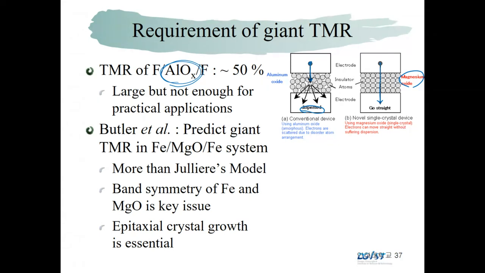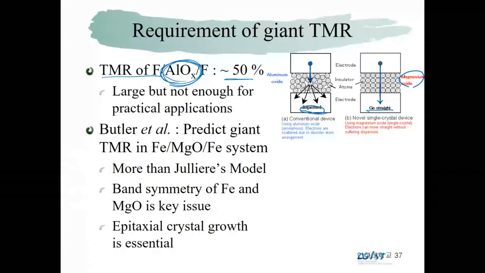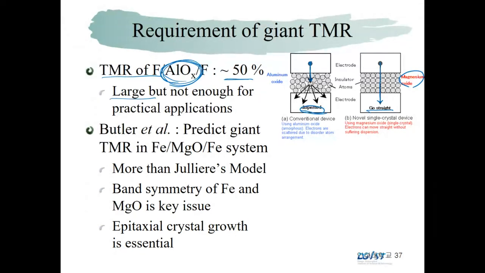Yeah, I'm going to explain this more physically. This is maybe too simple. So, okay, TMR with the aluminum oxide layer has an MR on the order of 50%. This is good, but not good enough for practical applications like MRAM.